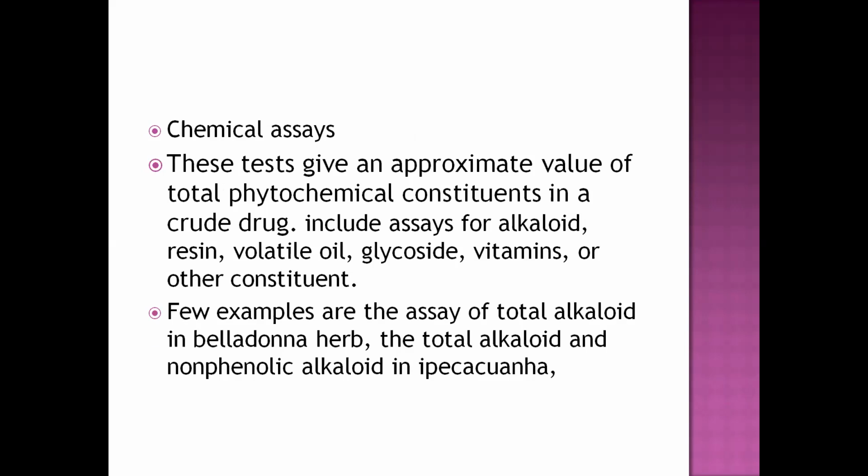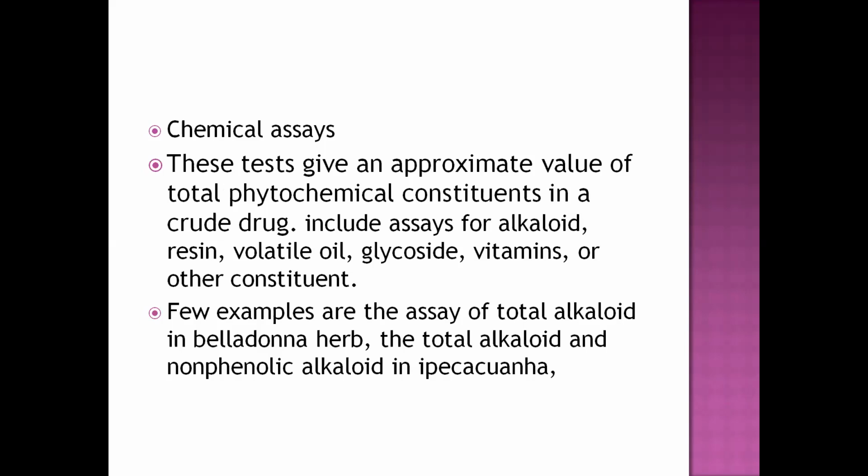Then the third is chemical assays. We have discussed the qualitative test and the quantitative test. Now the third one is the chemical assays. So what are chemical assays? In this we have to determine purity. These tests give an approximate value of the total phytochemical constituent in a crude drug, and include the alkaloids, resins, volatile oils, glycosides, vitamins, and other constituents.